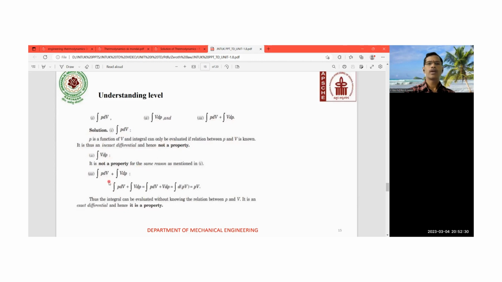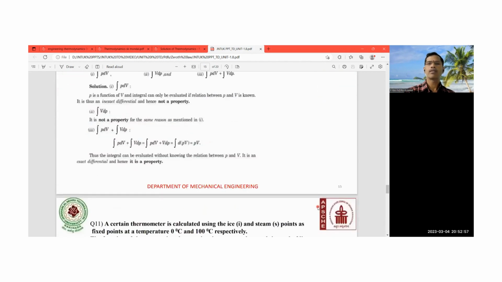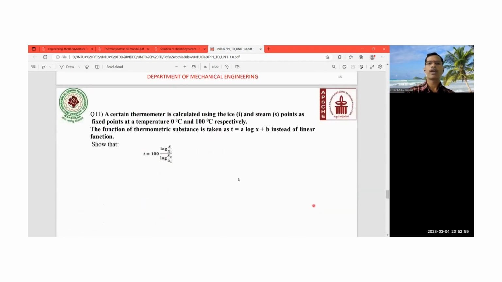What about this one? Integral of PdV plus integral of VdP, you can write as integral of PdV plus VdP. So that is integral of the differential of PV, and you will get this particular relation. Finally it is nothing but equal to PV. So the integral can be evaluated without knowing the relation between P and V. It is an exact differential, and hence it is a property of a system. This is how you can make the calculation.